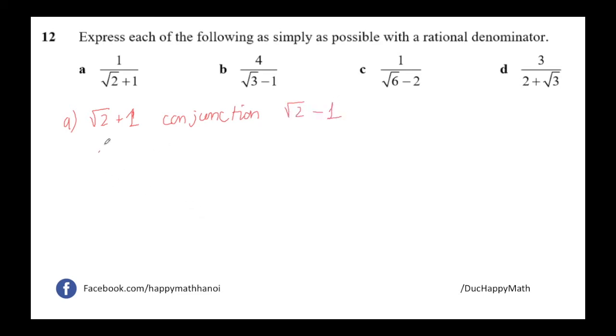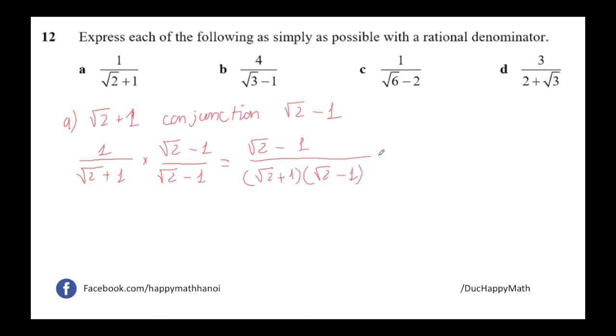So I multiply the numerator and the denominator by the square root of 2 minus 1. In the numerator, I get the square root of 2 minus 1. But in the denominator, I get the square root of 2 plus 1 times square root of 2 minus 1. So it will be square root of 2 square minus 1 square. Square root of 2 square is 2, 1 square is 1. So 2 minus 1 is 1, and the final result is square root of 2 minus 1.